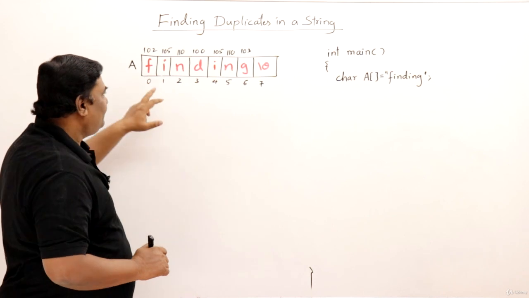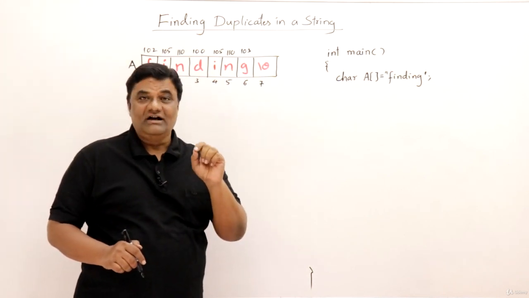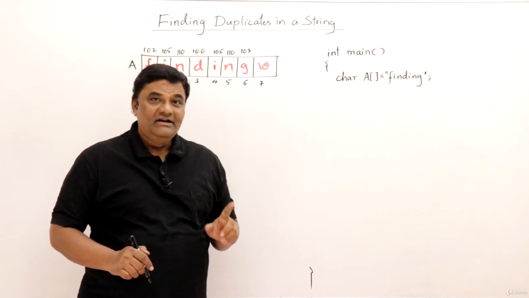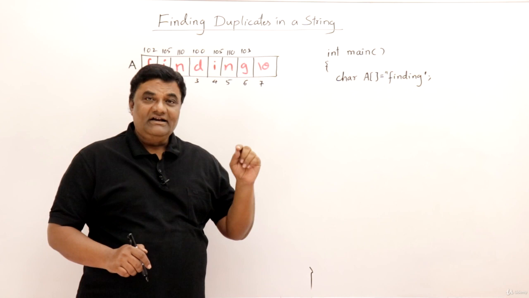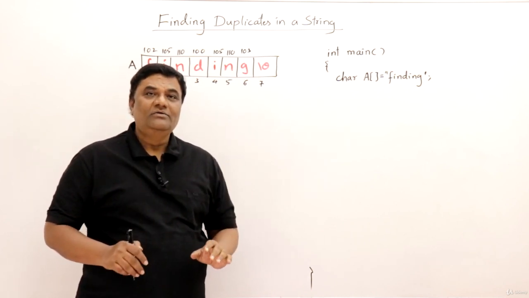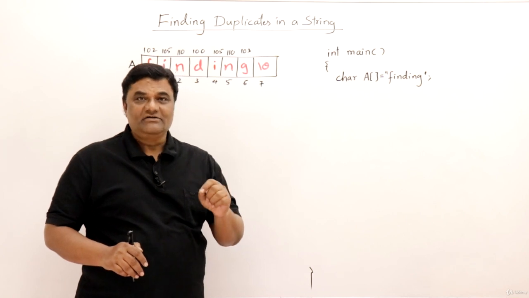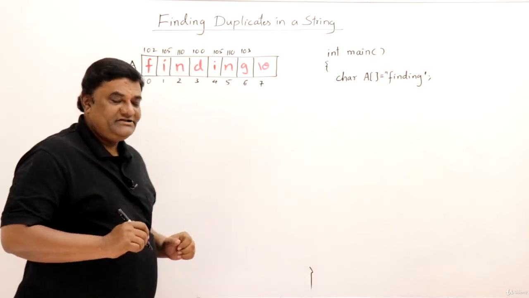We already have an example string where I is repeating and n is repeating. So we can find out whether there are any duplicates or not. We cannot count how many times a character is repeating by using bits. We will just find out whether the bit is already there or not. Let us see what we need for this procedure.